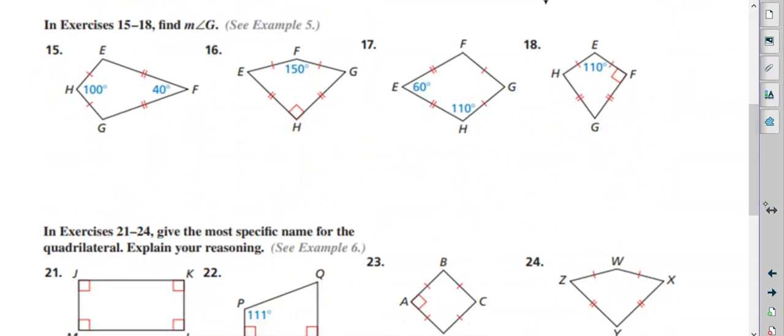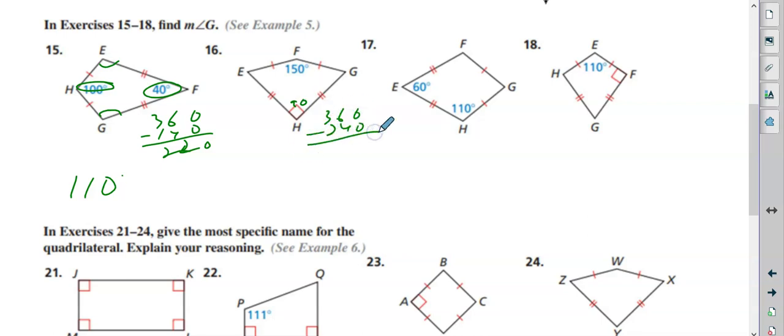Number 15. Okay, so again, there's 360 degrees in a quadrilateral. We have 100 here and 40 here, all right? That's 140, so 360 minus 140 leaves 220. These two angles are going to match up, so if you divide this by 2, each angle is 110 degrees. All right, same idea here. We have 90 here. 90 plus 150 is 240. So 360 minus 240 is 120. And if we divide that, E and G are both 60 degrees.